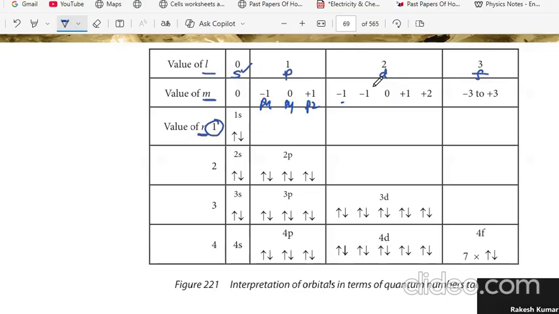Similarly, this will be dx square. There are five orbitals of D, and then there are seven of this. So effectively, because the first shell can only have L as 0, there's a rule: L goes from 0 to n minus 1. I'll show you those rules.